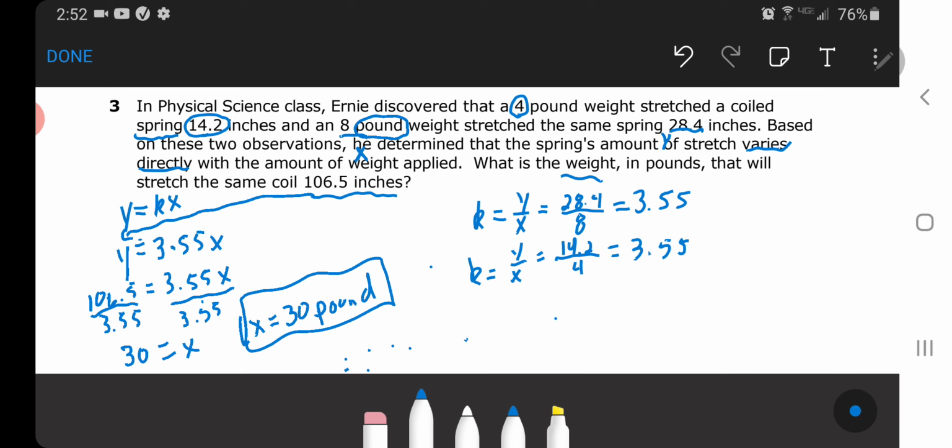Pretty much easy enough. Like I said, direct variation is just y equals kx. Take a given point, take the y value divided by the x value. You get your constant of proportionality, your k value. Plug that into your formula, and then go and solve for whatever they give you. If they give you the x value, solve for the y. If they give you a y value, solve for the x.